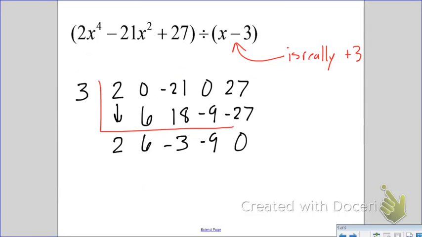Going from the right, this is my remainder. This is my normal number. This is my power of 1x. This is my power of 2x. And this is my power of 3x.